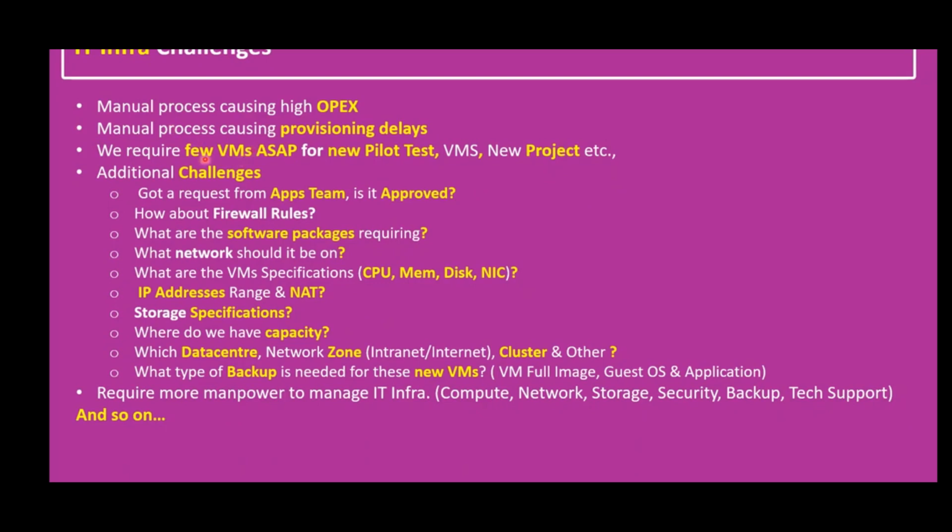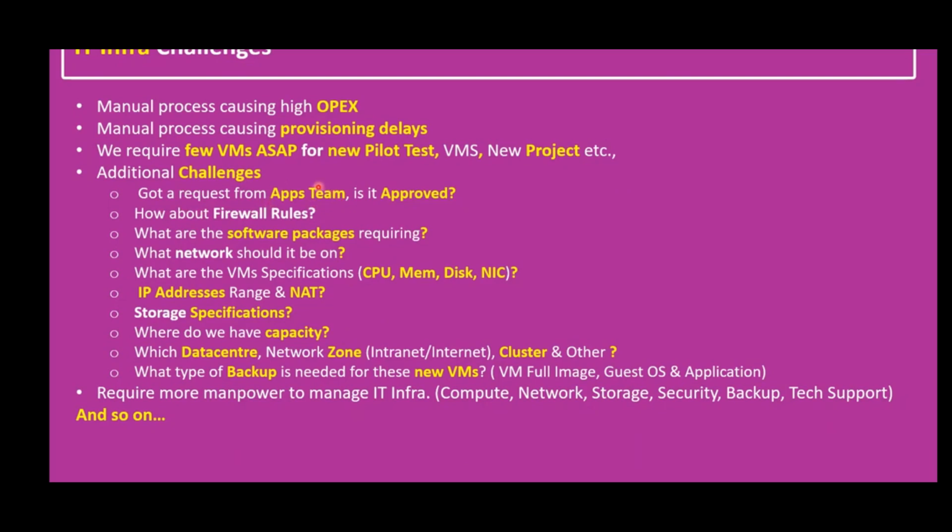So in this scenario, based on our existing manual process, normally it will take some time. Even though we have a master template, there are some additional components we have to configure like network settings, firewall settings, and also backup settings. These all need to be configured additionally. And those are the additional challenges I highlighted here. One challenge is that we got a request from AppStream.